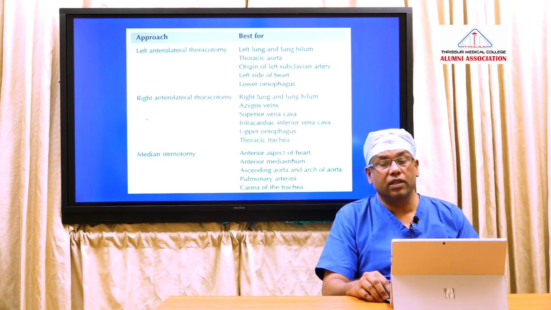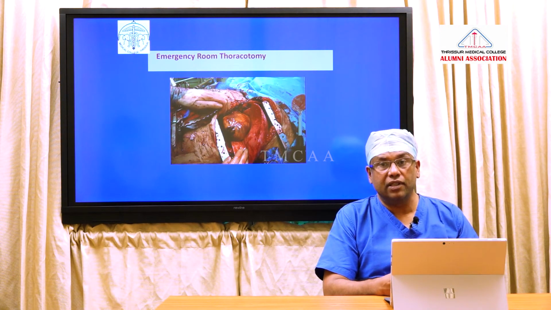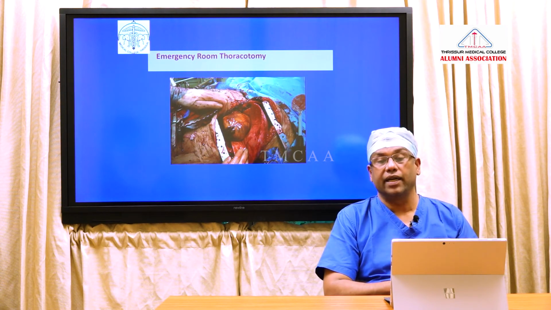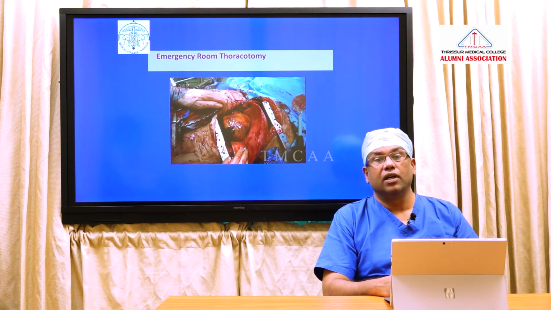Now, last but not the least, there is something called emergency room thoracotomy, which I already said, and that is approached through the left fourth intercostal space to give internal cardiac massage. Right, you go directly in, open up, and then give internal cardiac massage.